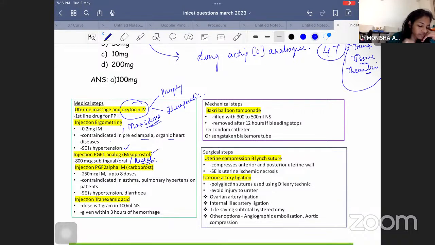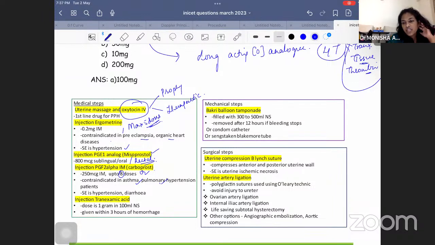Injection PGF2-alpha is carboprost. You give it as 250 microgram IM, up to 8 doses. So these are the important things you have to remember. Contraindicated in asthma and pulmonary hypertension patients, and side effects are hypertension and diarrhea. Injection tranexamic acid is a newer option.